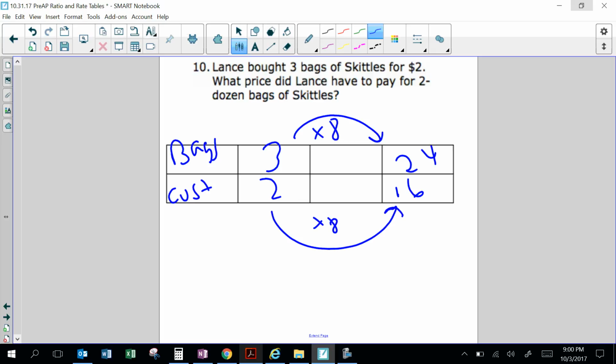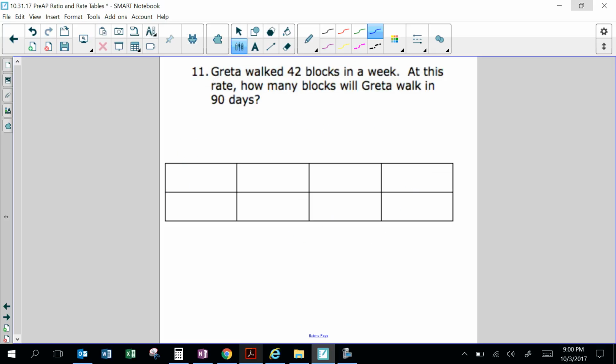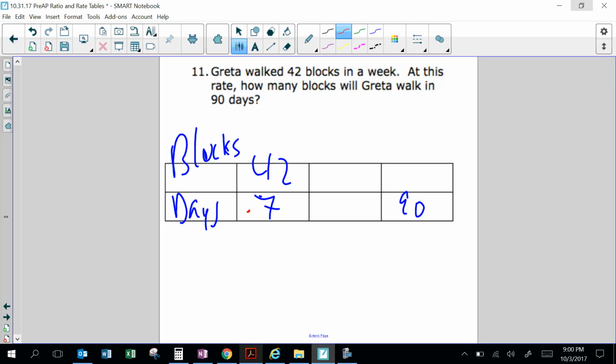And our last example, Greta walked 42 blocks. That's a lot of blocks. Must be New York City. In a week. At this rate, how many blocks will she walk in 90 days? So this is about days. And how many days are in a week? 7 days. How do you build 7? Do you want to do within or between? How do you turn 7 to 42? A scale factor of 6. So 90 times 6 is 540 blocks in 90 days.